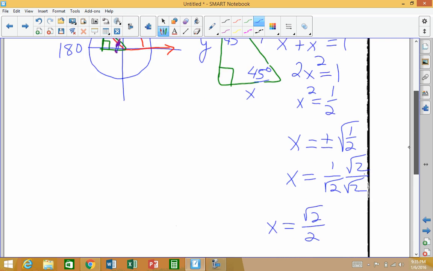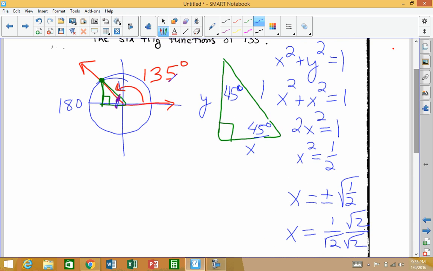So for our triangle, our x and our y are both going to be the square root of 2 over 2. Now, the direction does matter here. We are in the coordinate plane, and this was where the origin was. So we're moving in the left direction, so the x is going to be negative.